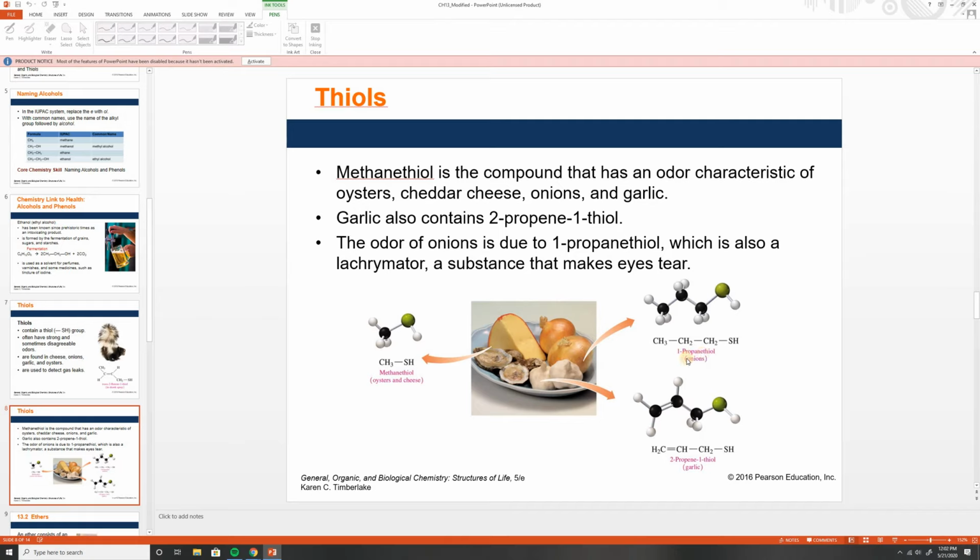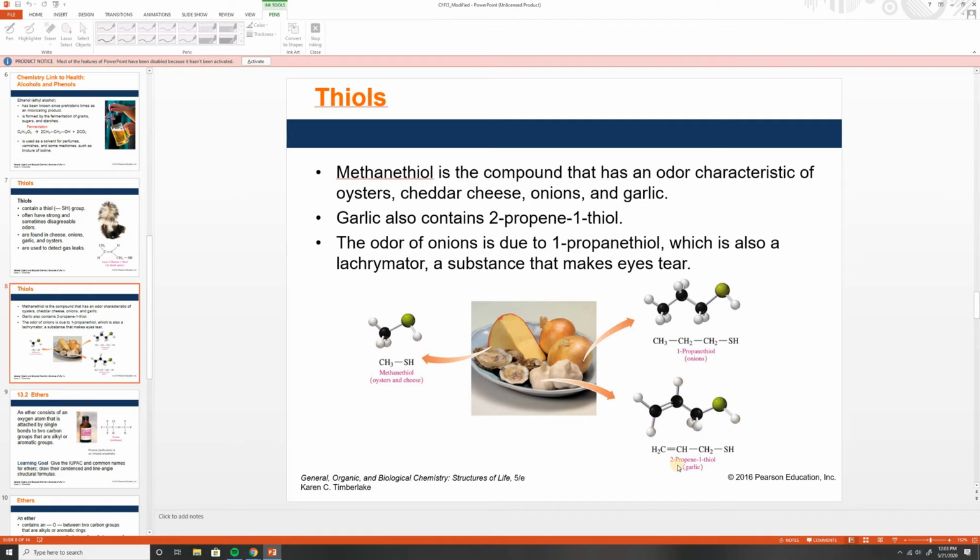So the reason why it's 1 is because, if you want to count from the lowest number, here's a substituent, SH. So it would be carbon number 1, 2, and 3, and on carbon number 1, it would be the thiol. So it would be 1-propane thiol because propane has 3 carbons, 1, 2, and 3. So that's the smell of onions.